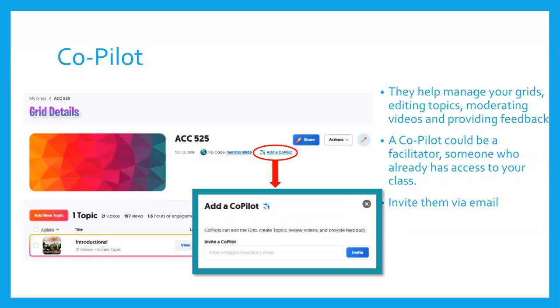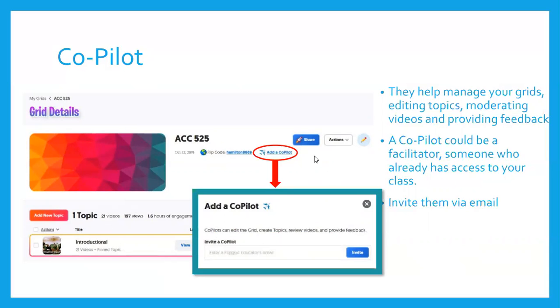But only the grid owner can add and remove co-pilots, and there is no way to change which educator or instructor owns the course. Like in Google Docs, you can share owners or pass it on. Right now in Flipgrid, you can't do that, but you can share it. I think they've got all the same access rights as the owner of the grid.